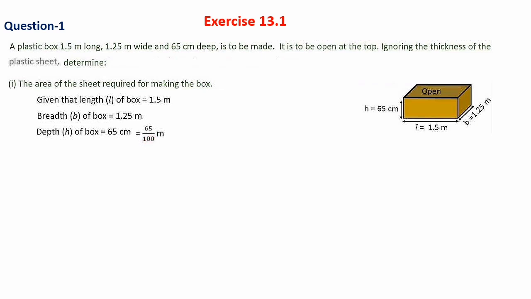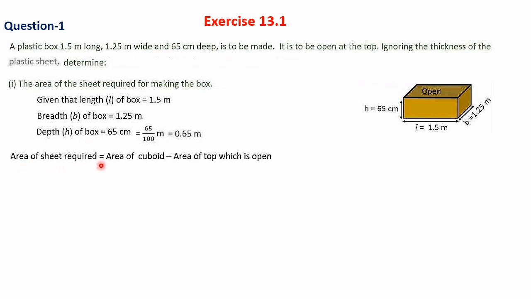So the decimal form will come as after decimal 2 digits or 2 places. So that is equal to 0.65 meters. That is the depth of the box. Now let's see how much area is required.